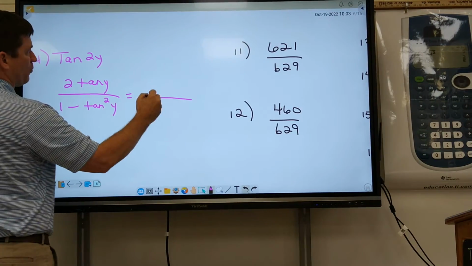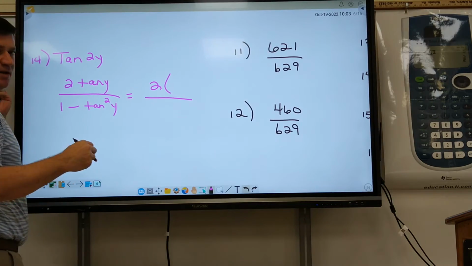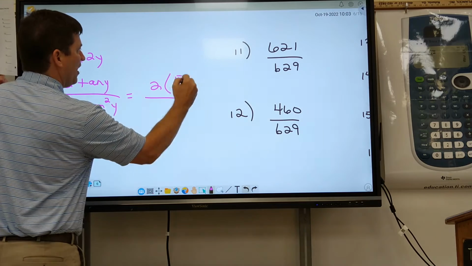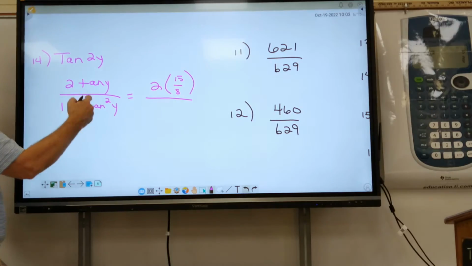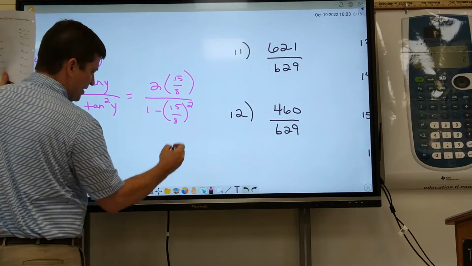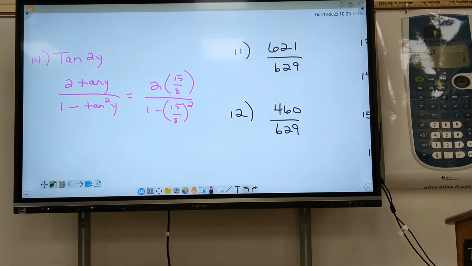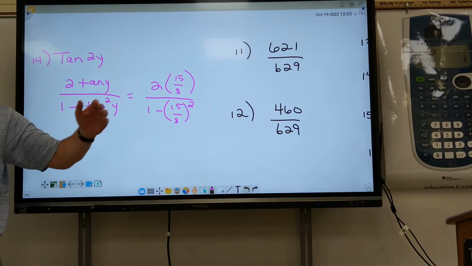So tangent of y, you look at the second triangle. Somebody said it was 15/8. Is that right? Okay, so I put 15/8 there, and I put it on the bottom, but when I put it on the bottom, I have to square it. So it's 1 minus 15/8 squared. That's how I typed it in to get my answer. Do you put tangent in it? No, remember, you just put the fractions only.